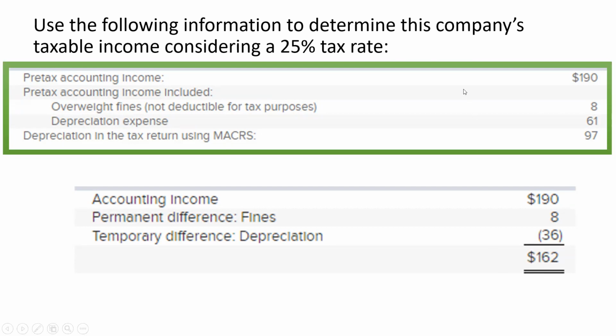This is one of those things where you've got to pay attention to exactly what it's asking. It gives us a 25% tax rate, but it doesn't ask what are the taxes due or the taxes payable. It asks what's the taxable income. So really, we didn't even need to know that 25% tax rate.